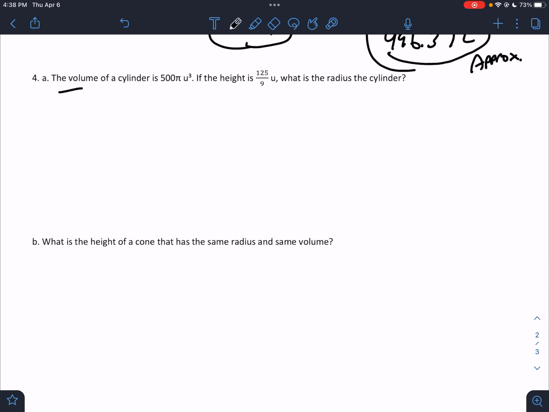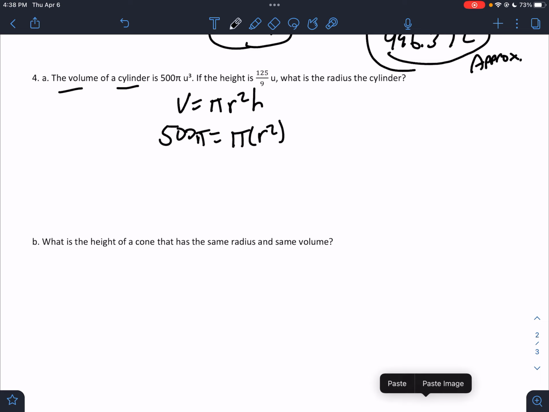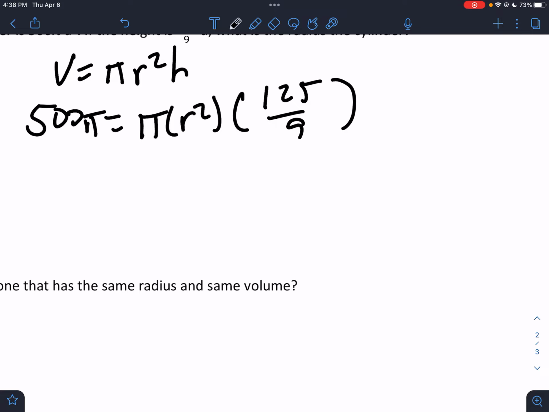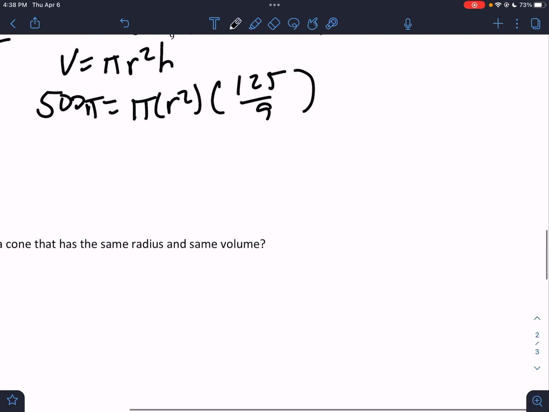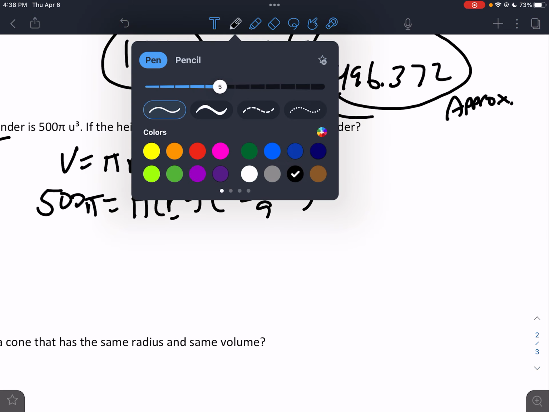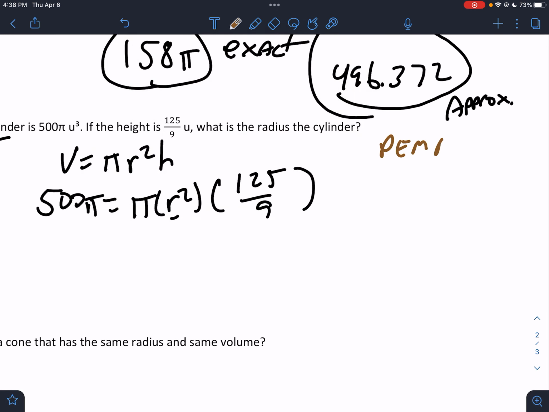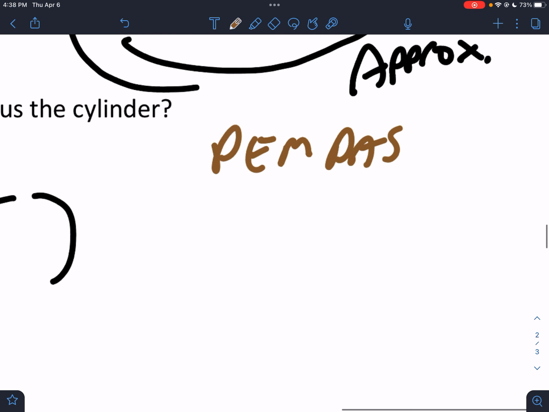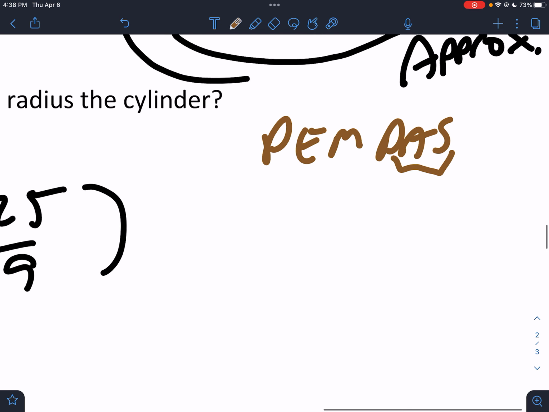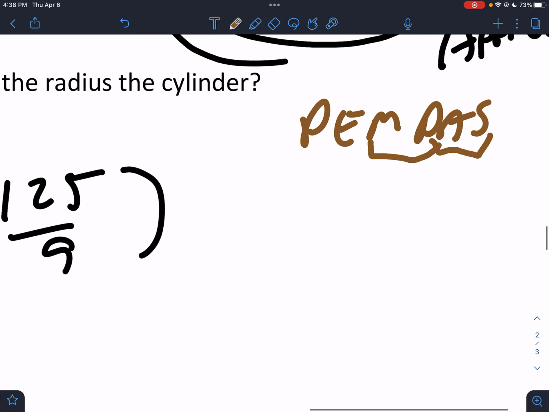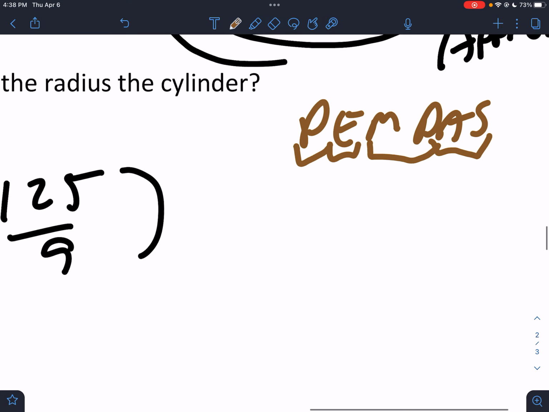All right, the volume of a cylinder, well, that formula is pi r squared h. So we know that 500 pi equals pi times r squared, and they tell us that h is 125 over 9. This is a big Algebra 2 skill. You have to know how to get any letter by itself. What is the order of operations? PEMDAS. That's how you go forward, but we're going to go backwards. So we look for parentheses, there's none of that. We look for multiplication and division. We have some of that. Then exponents.